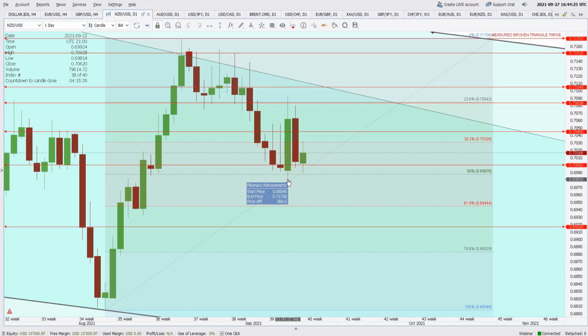So you can say that at these higher levels the sellers are aggressive, and at these lower levels the buyers are aggressive. Now this tug of war may continue for many days, or we can wait and see which side loses. Whichever side loses this tug of war, the price tends to start moving in that direction.